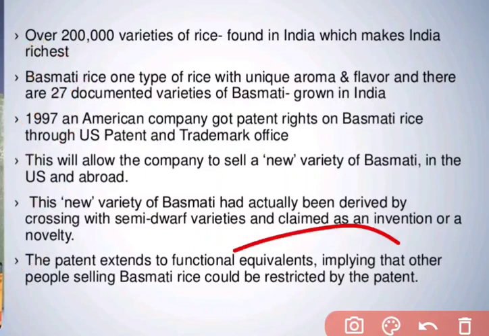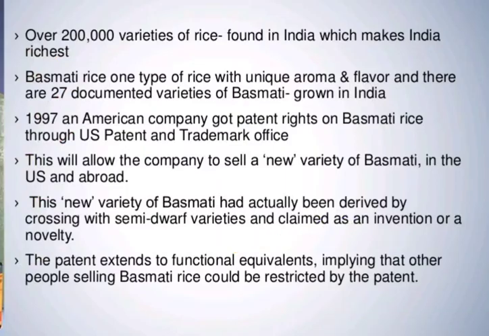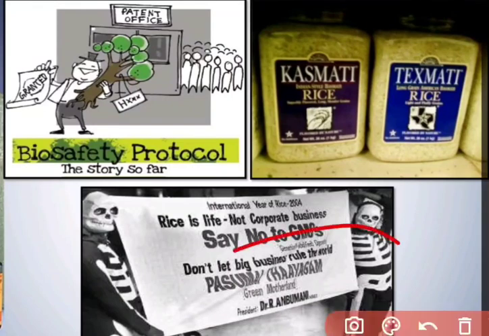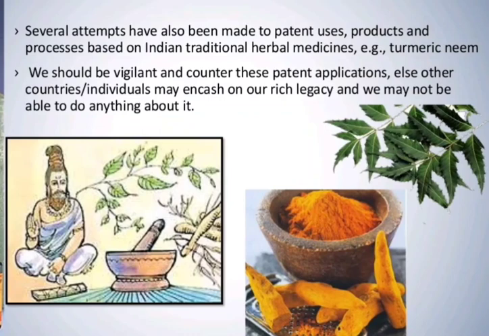Next one we are coming to. These are the definitions we can say. Look here, these are actually the products, texmati and kasmati. These are the different types of varieties coming here. So this type of issue is actually creating the problem.